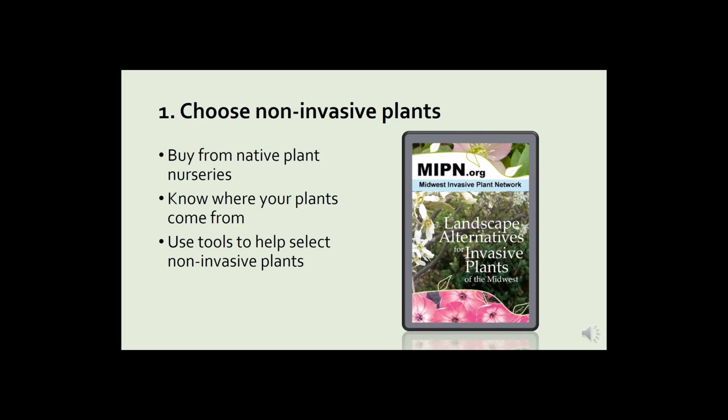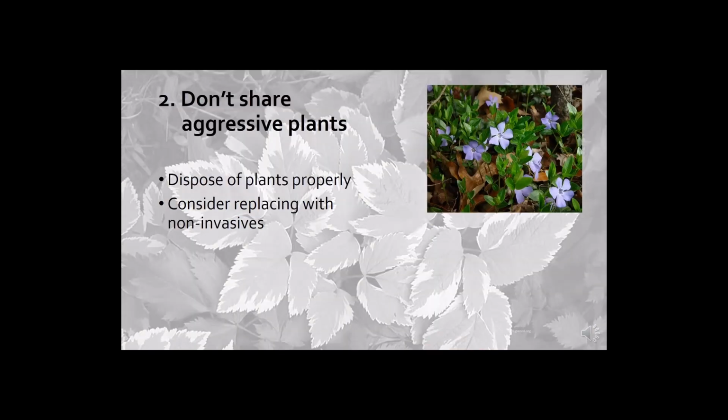There are also tools available like MIPIN's Landscape Alternatives mobile app that can help you select non-invasive plants. Often these tools will share common ornamental invasive plants and then give suggestions for similar species that you can consider using instead. A second option in your own garden or yard is to not share aggressive plants.